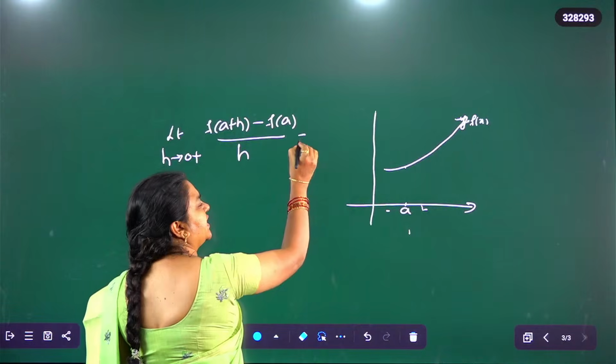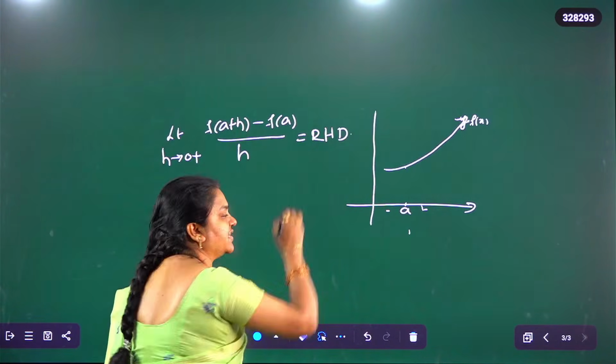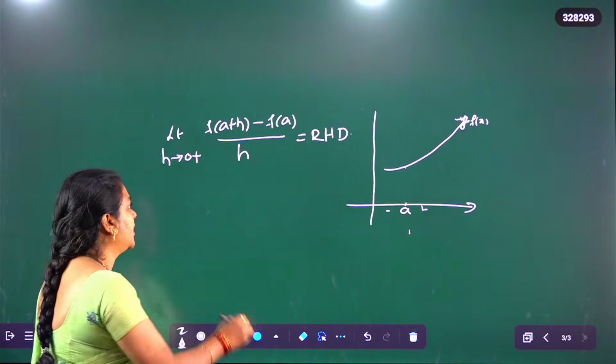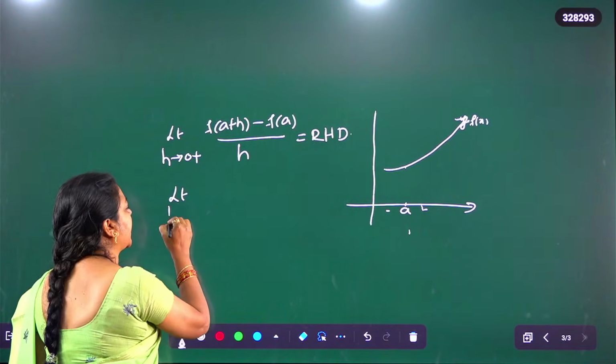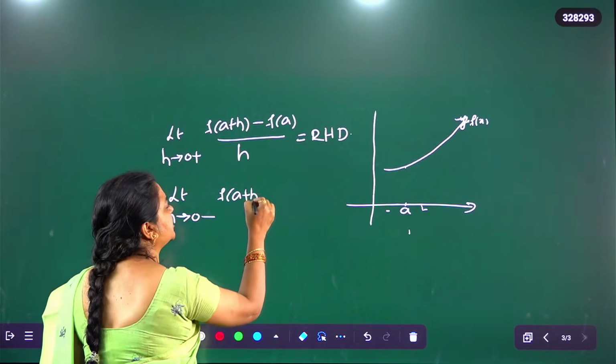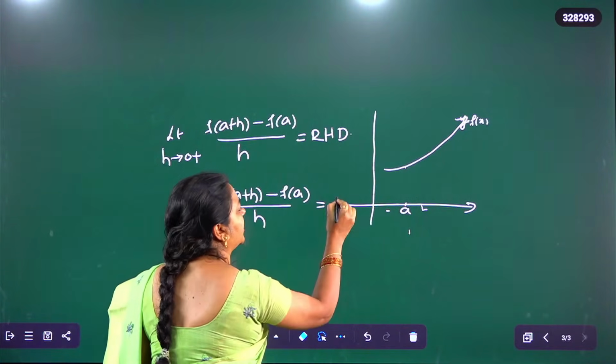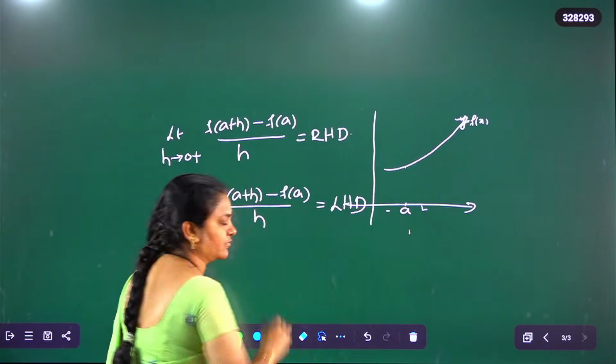This we will call 0 plus, so right hand derivative. Now let us say limit h tends to 0 minus, f of a plus h minus f of a by h, and this we will call as left hand derivative.